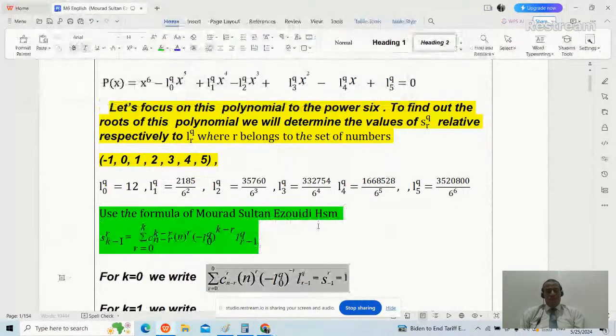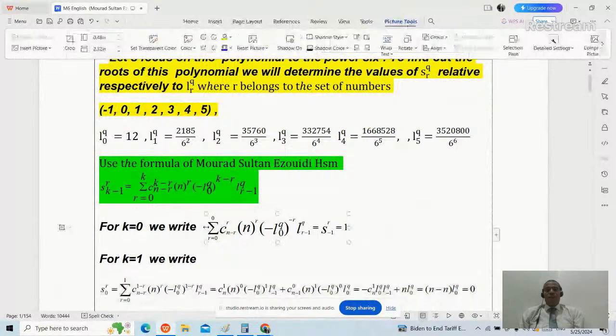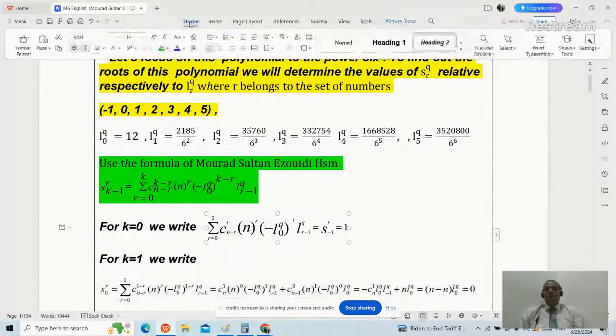We are going to set k equals 0, then k equals 1, k equals 2, then k equals 3, then k equals 4, till we reach the last k, which is 6 minus 1, which is 5. Now for k equals 0, learners, the value of S minus 1, by convention, is going to be equal to 1.